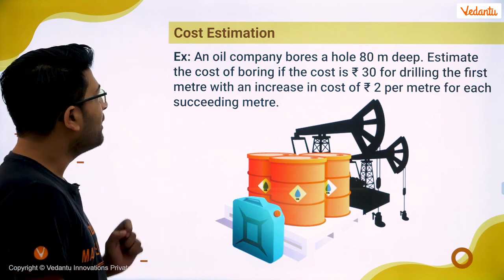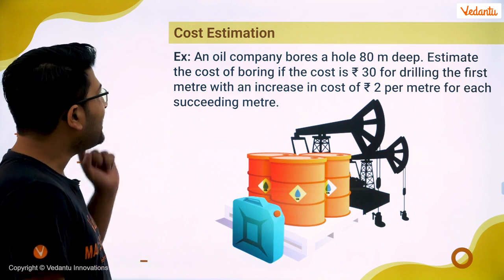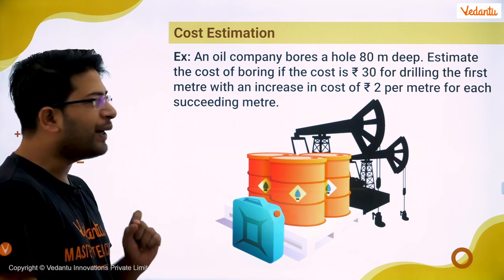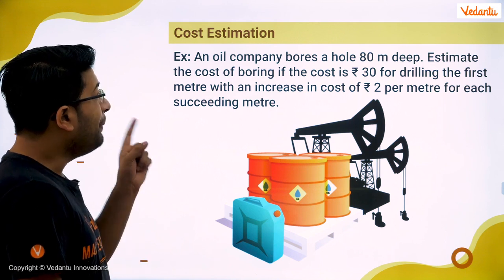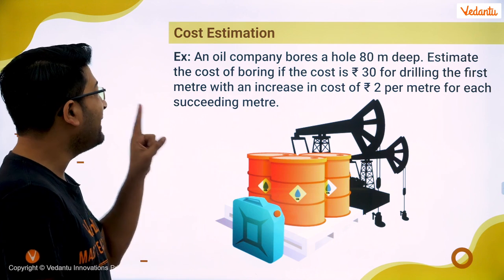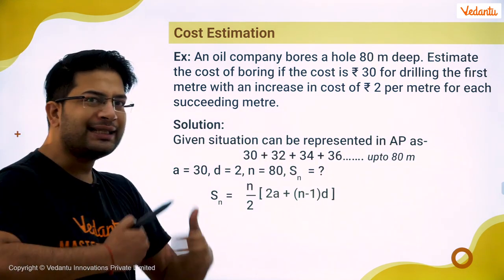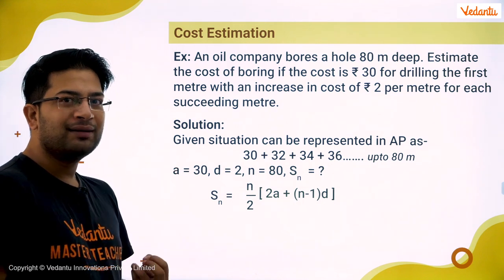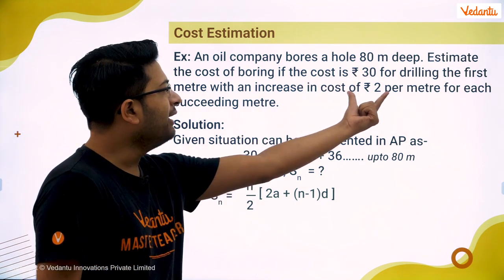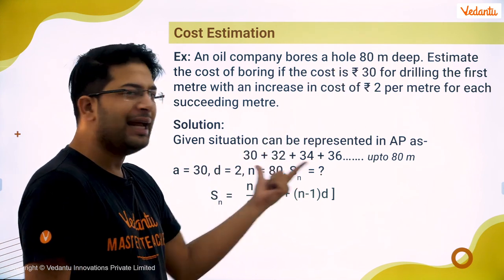Look at the question, champ. An oil company bores a hole 80 meter deep. Estimate the cost of boring if the cost is 30 rupees for drilling the first meter, with an increase in the cost of 2 rupees per meter for each succeeding meter. Very easy, right? My cost is getting increased by a particular number. That's it. So champ, my first term is 30, common difference is 2, n is 80. We have to find Sn.